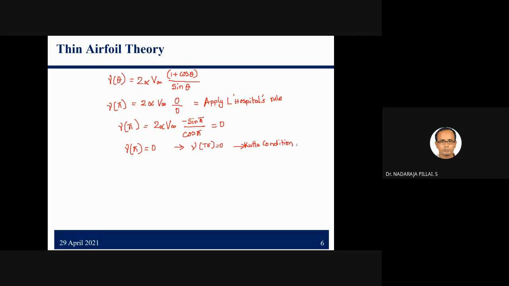Right. Now we have the relation gamma of theta. Ultimately we want to calculate the coefficient of lift, but you know very well that to calculate the lift per unit span, we need rho infinity, V infinity, gamma. So in order to arrive at this gamma, we have calculated gamma of theta, because the circulation varies along the chord.